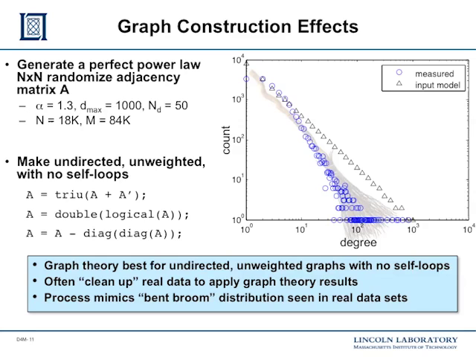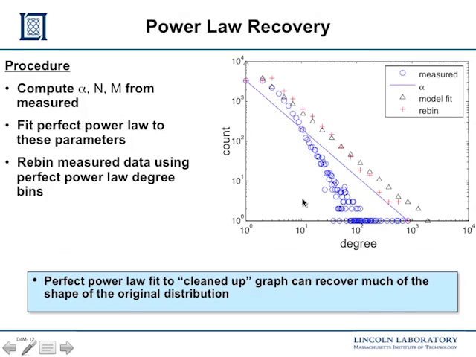So, however, given that we've done this, is there a way that we can recover the original power law? So we can try that. Here we have the original data that we cleaned up, now shown as these circles. We're going to take that data set and compute an alpha and an n and m from it using our inversion formulas, and then compute what the power law of that would be.